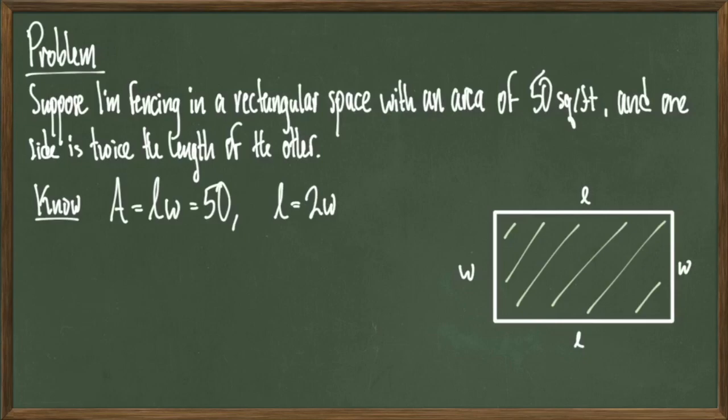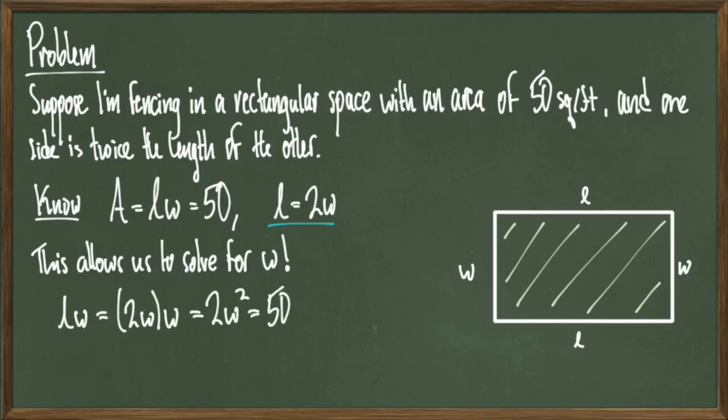This relation brings me from a two-variable problem to a one-variable problem, because I can express L in terms of W. This is going to allow us to solve for W, which will then help us solve for L. I'm going to take my area formula, L times W equals 50, and substitute the L for 2 times W. Doing this gives me L times W equals 2W times W equals 2W squared equals 50.